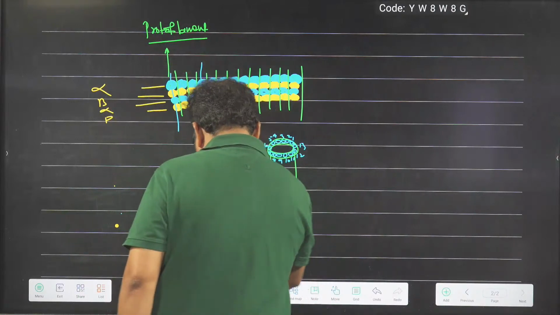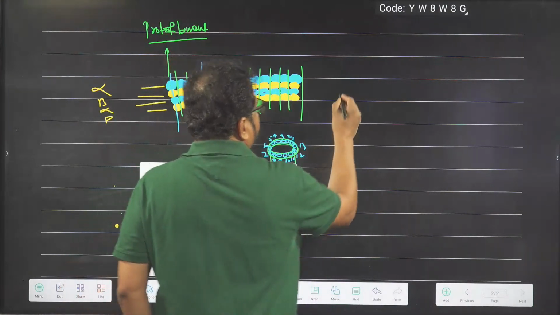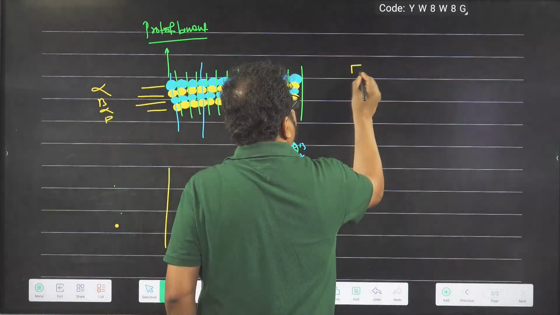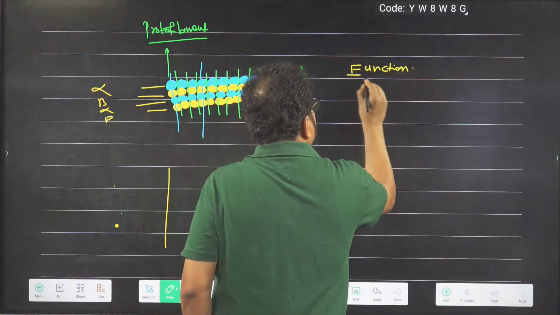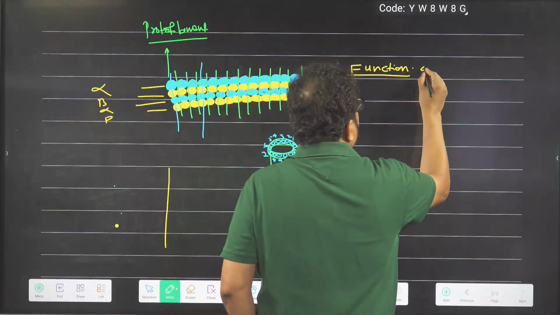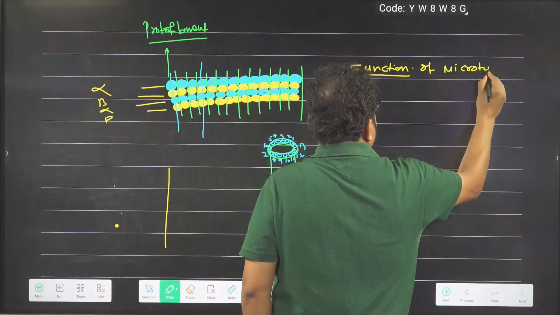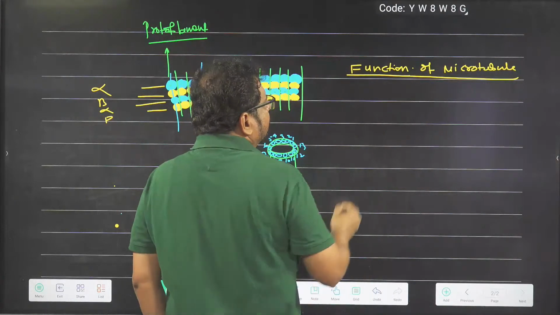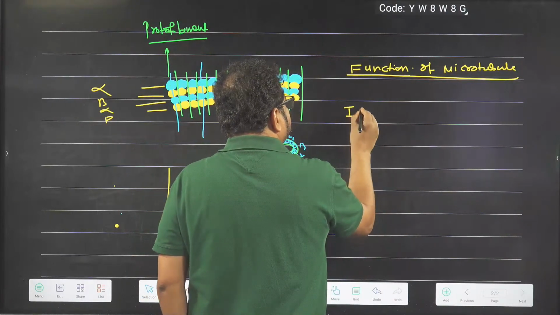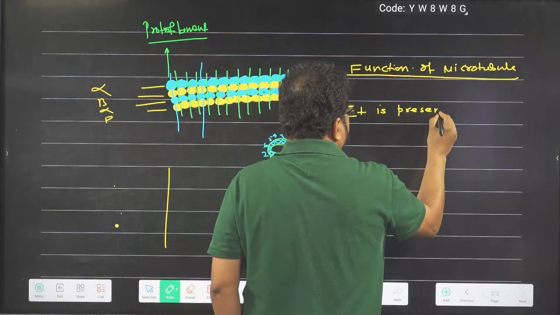Now, what is the function of this microtubule? I am telling you. Microtubule structure you have seen. Now I am telling about function of microtubule. It is not in NCERT, but it will help you to understand the chapter. NCERT has not written separate function of the microtubule. So microtubule, it is present in cilia and flagella.